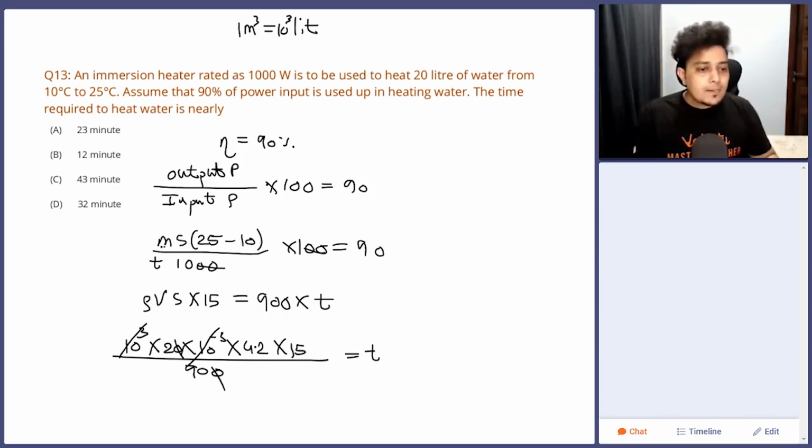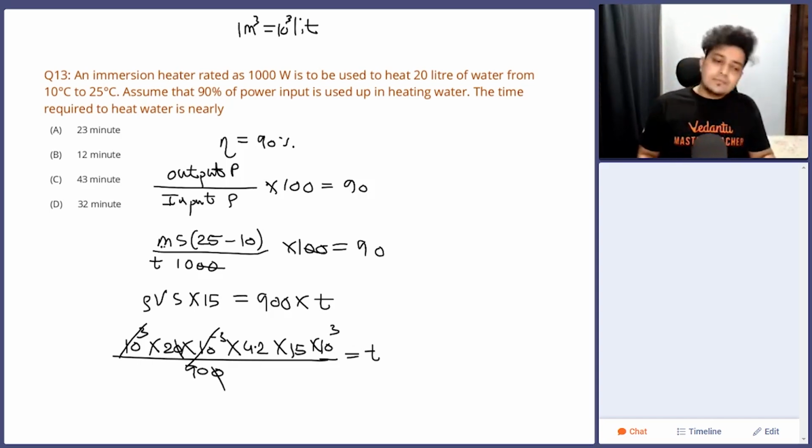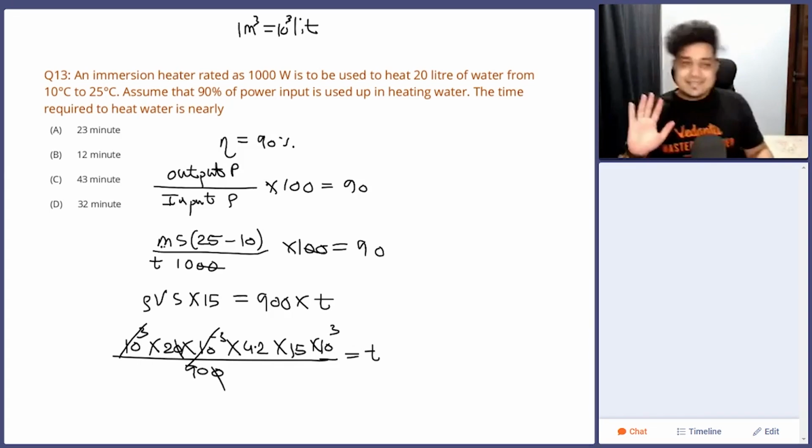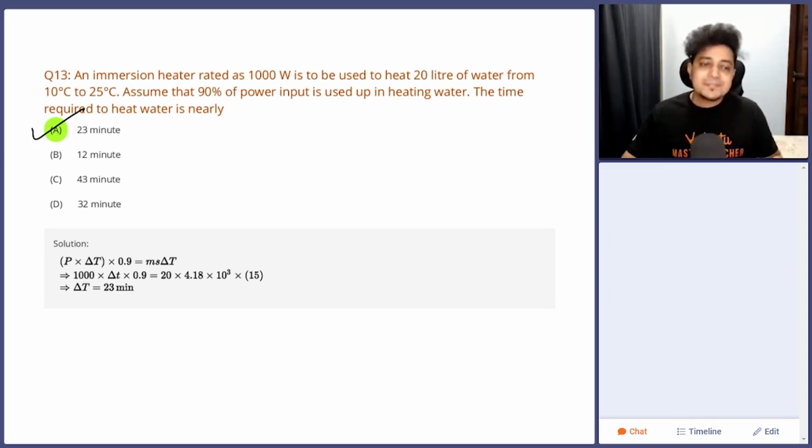So now we can substitute mass as density into volume. Specific heat capacity will be 4.2 into 10 raised to 3. That is missing 10 raised to 3 in SI unit, 4200 approximately. So density times volume for mass, specific heat capacity standard value, and 25 minus 10, 15. Solve this. This answer will be in seconds. Divided by 60, you will get the answer in minutes. So that is your final answer. It should be option A. Okay? Clear?